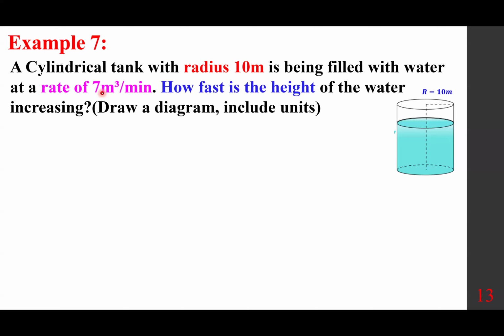Pi r squared h. And this is dV/dt, 7 cubic meters per minute. R is 10 meters. How fast is the height increasing? The dh/dt is missing.